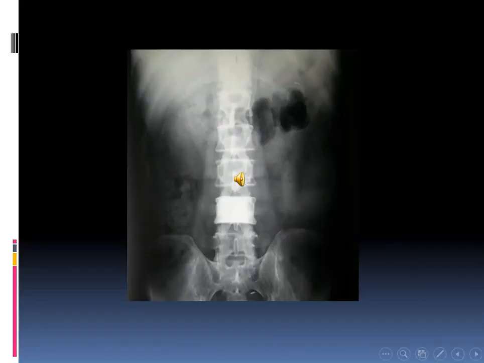So metastasis can appear osteolytic or osteoblastic, or it could even be mixed, both of them. Sometimes a single vertebral body metastasis is seen, which is called ivory vertebra. As seen in this plain X-ray, we can see a single vertebra, noted here as a very dense vertebral body. This represents metastasis.